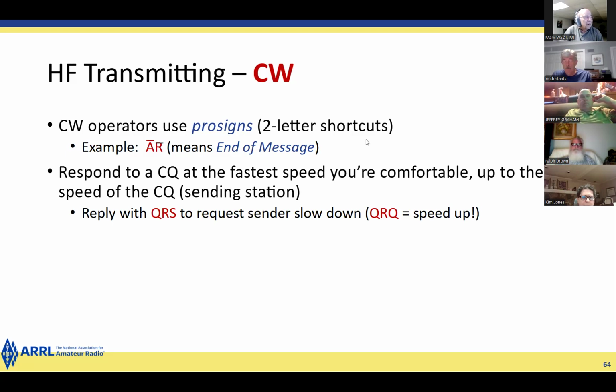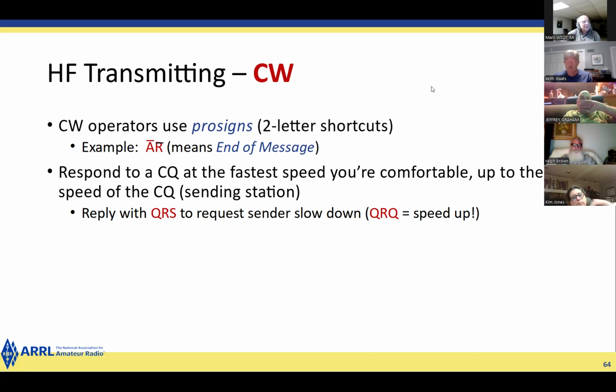The cardinal rule in CW is never send faster than you can understand. If you're sending at 25 words a minute and you can't understand the code at 25 words a minute, it's not a good thing to do. If you're sending at 25 words a minute and you can't understand code faster than 15 words a minute, then it's not to your advantage at all.